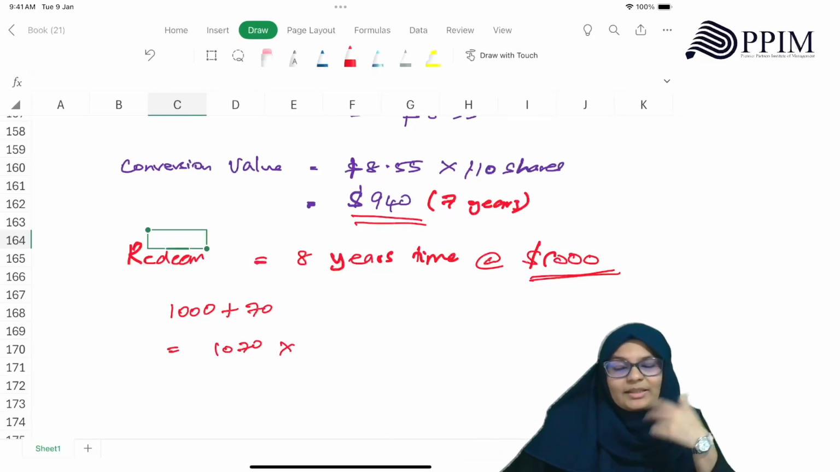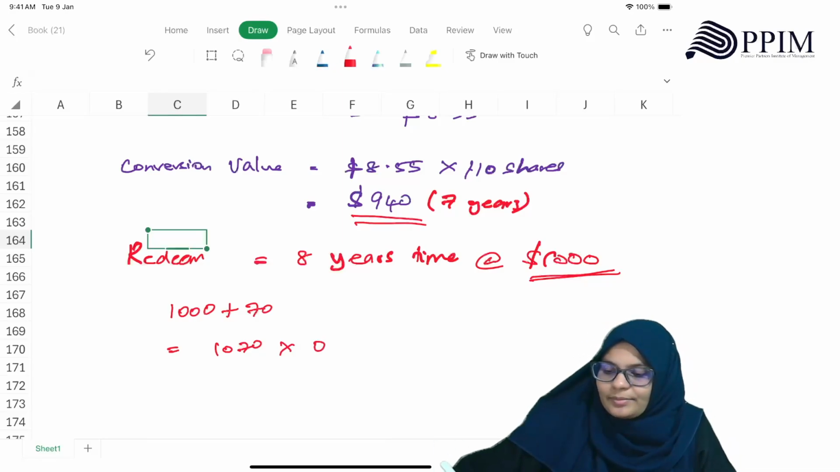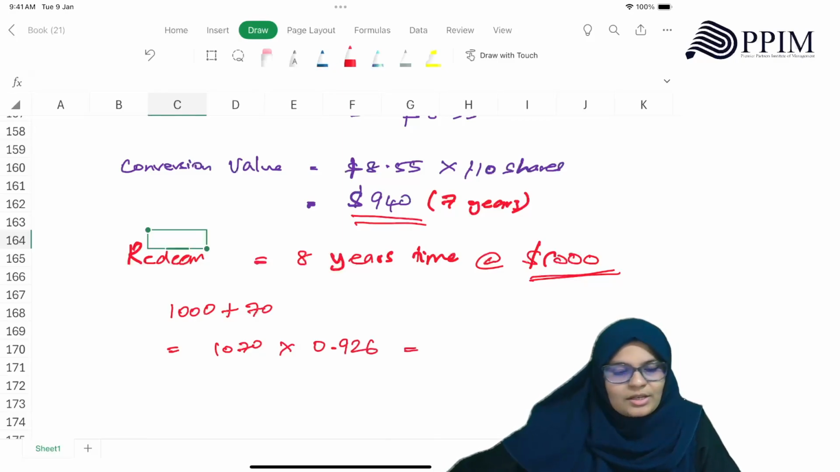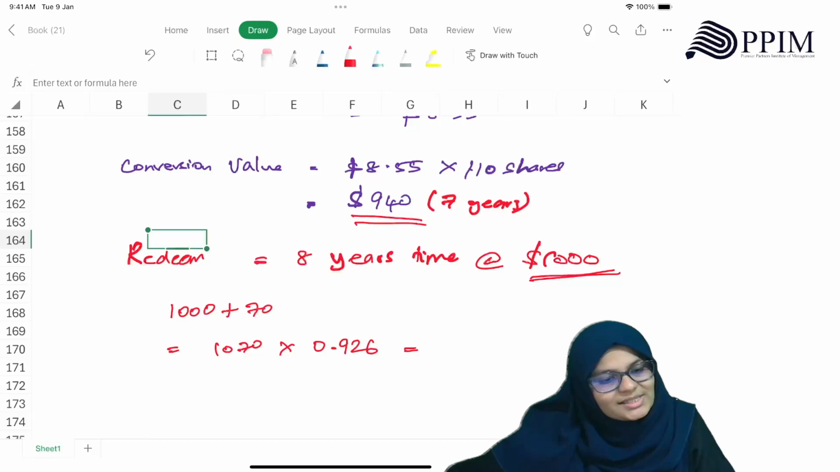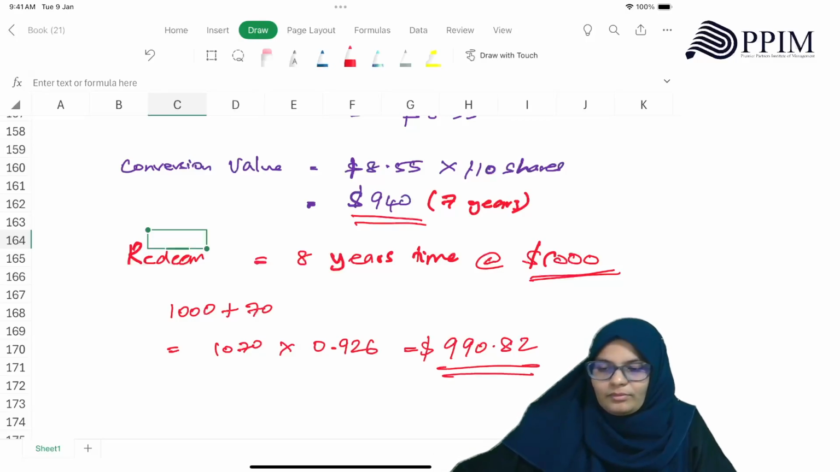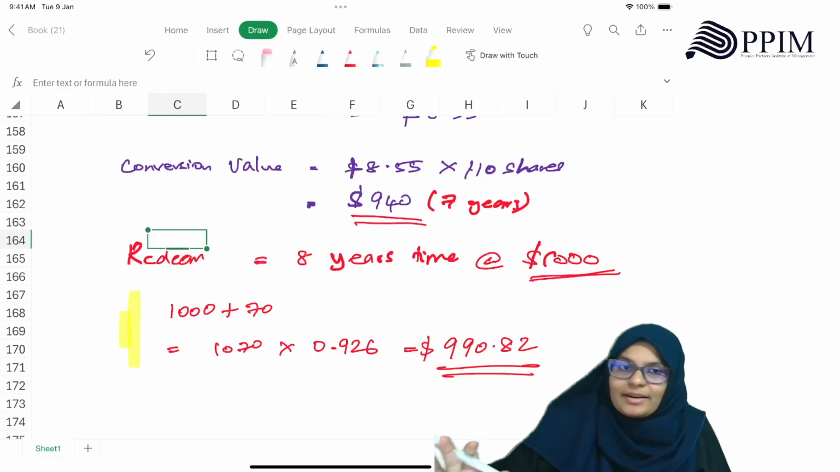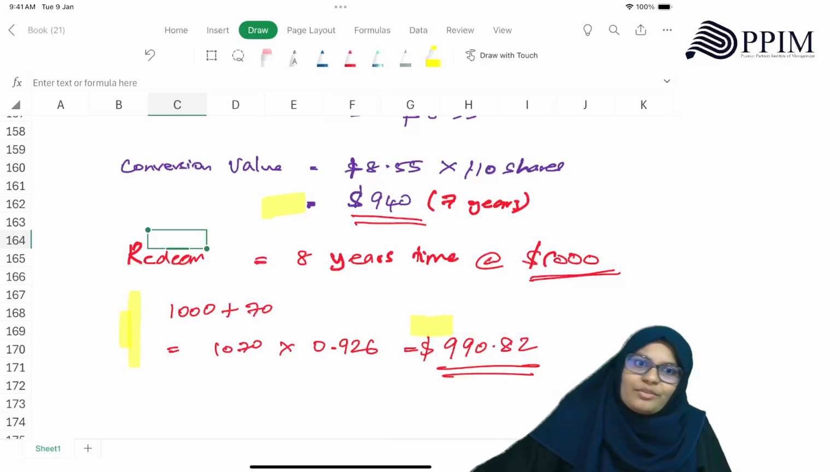This you multiply by the discount factor at 8% for 1 year, which is 0.926. So in year 7's terms, the redemption value will actually be 990.8. But whether you figure this part out or not, the answer still remains the same. Because if you see, conversion gives you 940, redemption gives you 990. So you will still go for the redemption option only. You won't go for the conversion option.